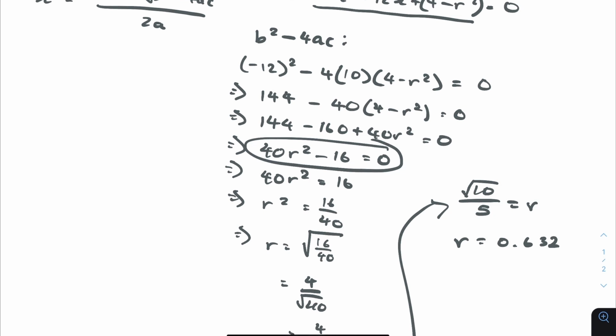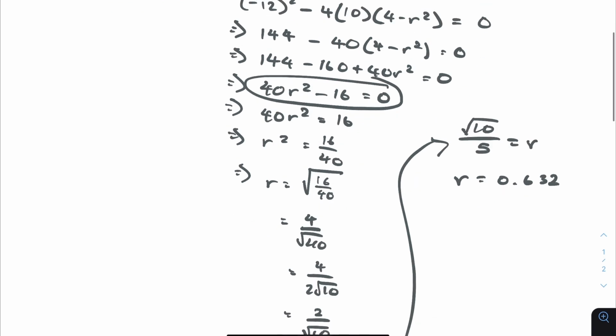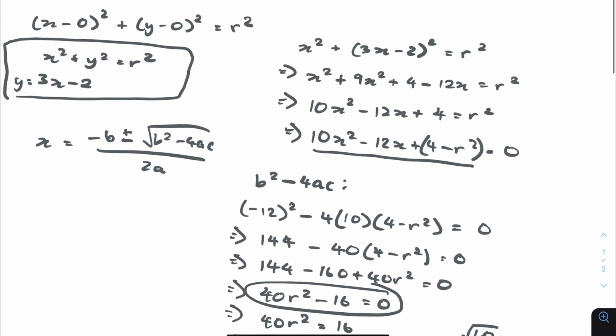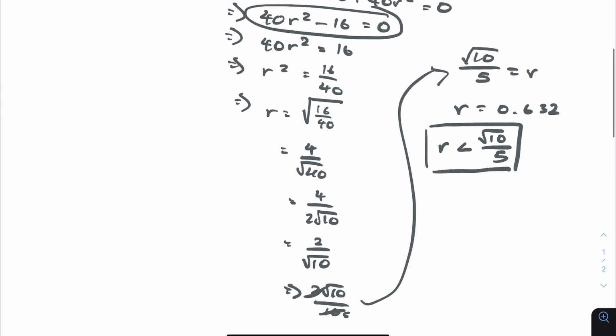We want something less. So let's try putting a number less than 0.632, like 0. If we put 0 in there, it's just 40 times 0 minus 16, which is negative 16, which is less than 0, and that's what we want. So our range of values is going to be r is less than root 10 over 5. The reason it's not less than or equal to is because if r is equal to root 10 over 5, we have exactly one solution. We don't want any solutions at all. So our final answer is, if r is less than root 10 over 5, then the circle does not intersect the line 3x minus 2.